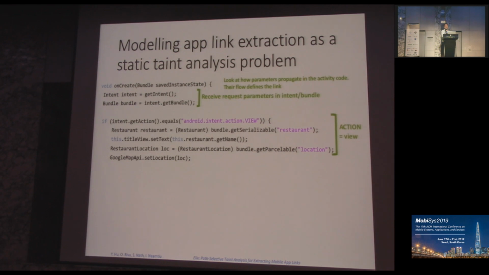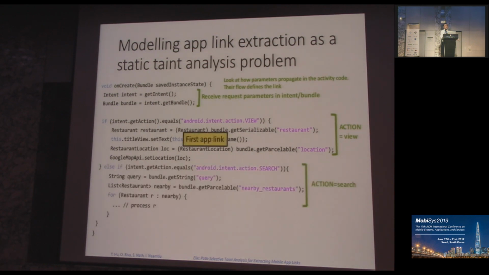So this sample app has two links. One, let's assume that you want to view details for a certain restaurant. That's going to land you in a page where you can see, actually here, the page title is set to the restaurant name, and the Google Maps location is set to the restaurant location. For instance, you want to just drive there. So that's one link.